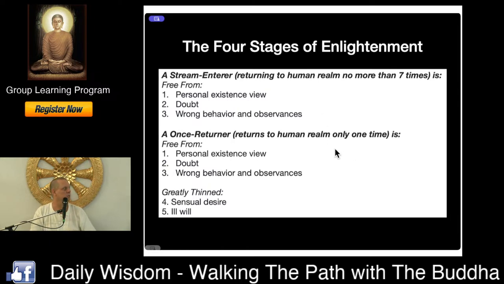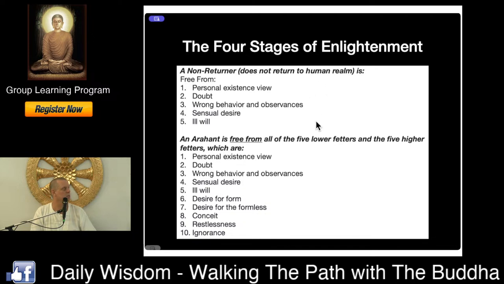Okay, so this is the first and second stage of enlightenment. Then there's the third stage, which is called non-returner. This person has eliminated all five of the lower fetters, right?